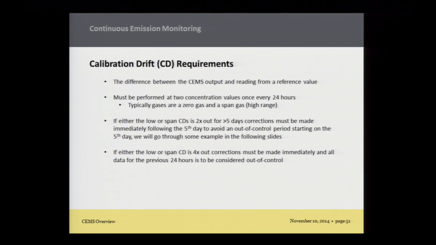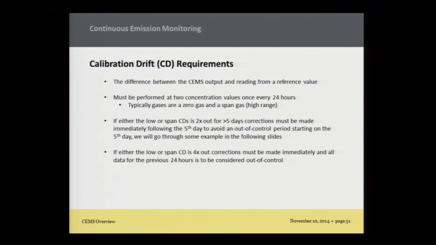So calibration drift requirements: the difference between the CEMS output and a reading from a reference value. It must be performed at 2 concentrations once every 24 hours, and typically the gases are a 0 gas and a span gas. So your nitrogen, or anything that's going to get your analyzer down to 0, and then a span gas, which is going to be defined by what your analyzer range is, or what your standard is, or what your federal applicability says you must span to, something like that.